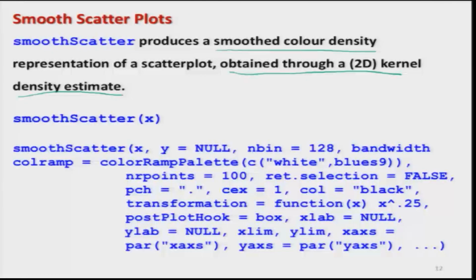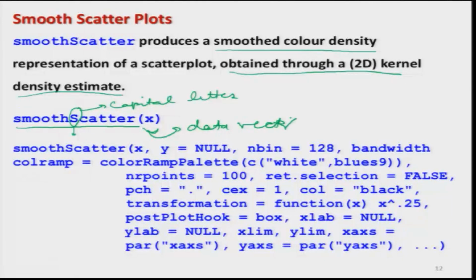In order to create this type of smooth scatter plot, the command is smoothScatter, but try to see the difference. Here the letter S of Scatter is a capital letter, which you have to keep in mind. The spelling is SMOOTH in small letters, then S in capital letter, and then ATTER in small letters, and inside the arguments you have to give the data vector, right.